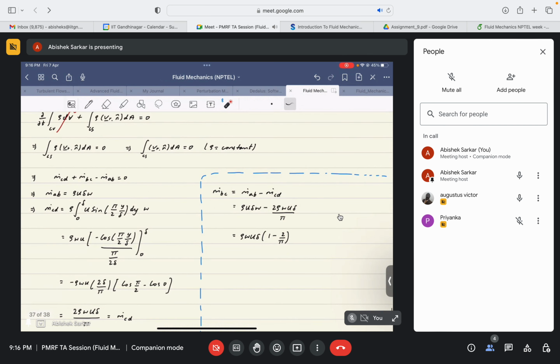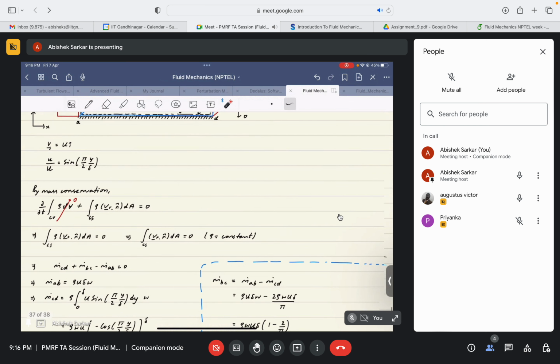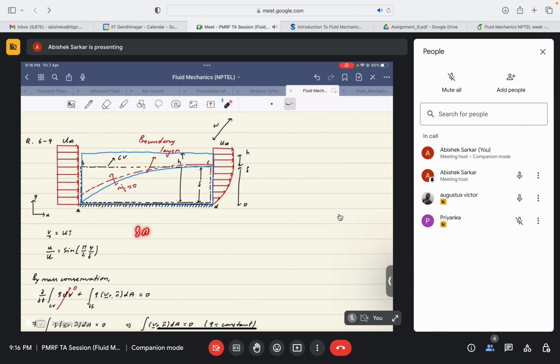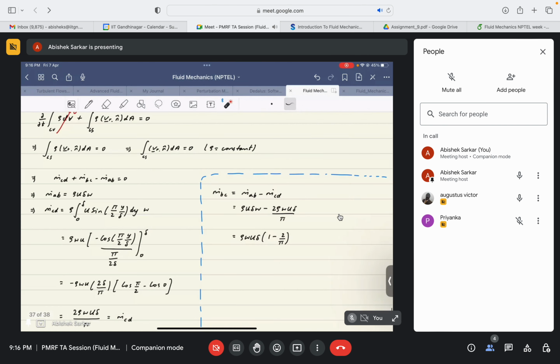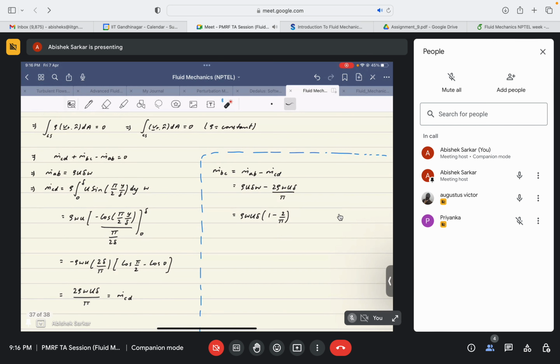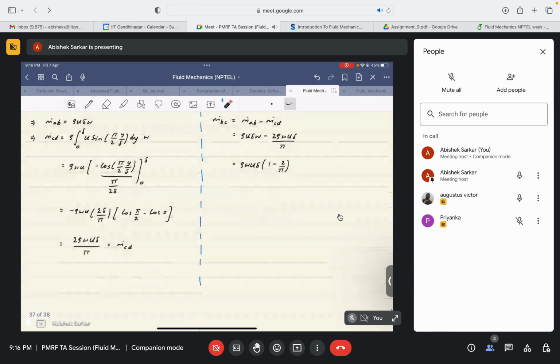So m dot CD plus m dot BC minus m dot AB would be equal to 0. And m dot AB we easily get as rho U delta W, because rho is the density, the area is W into delta, and U is the uniform velocity. For m dot CD you will have to do the integration. Rho is out of the integral because it's constant. So rho U sine(pi by 2 y by delta) dy W. You do the integration with the proper limits, and after substituting them you get m dot CD equal to 2 rho W U delta by pi.